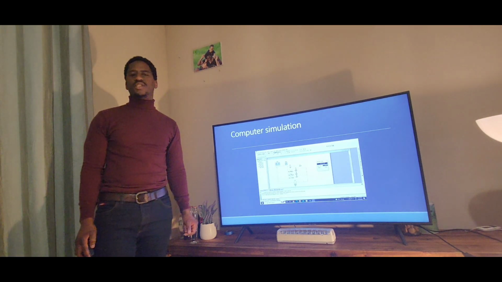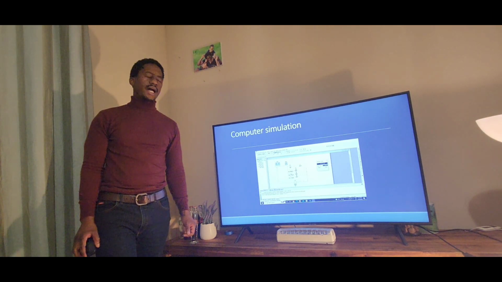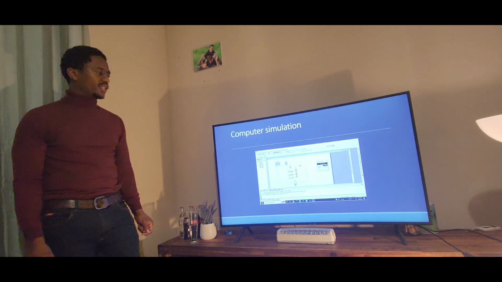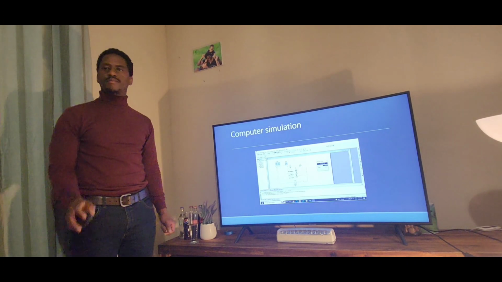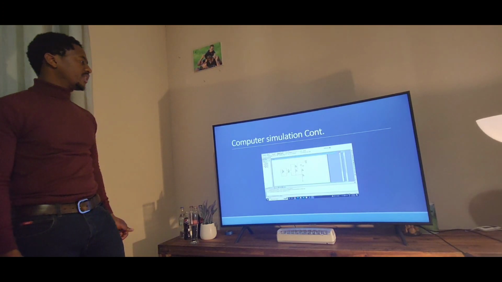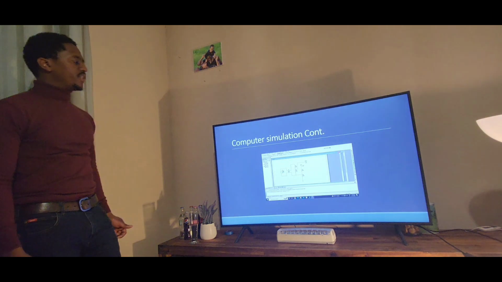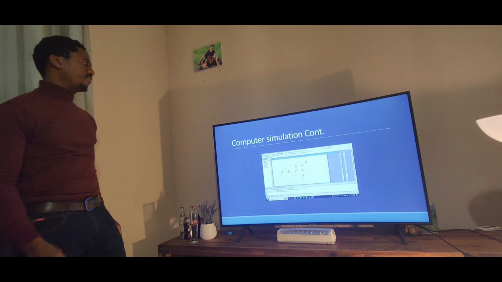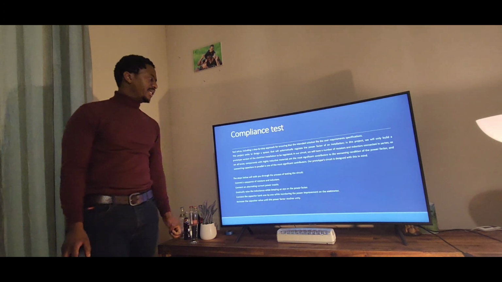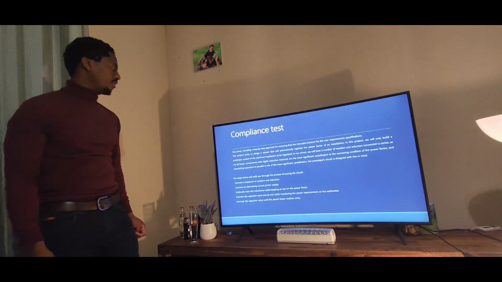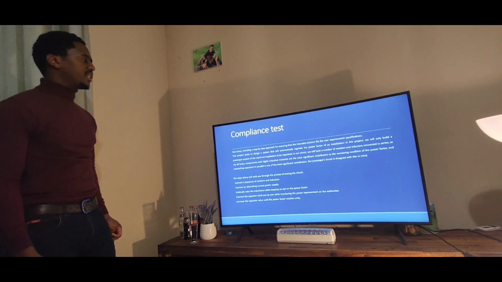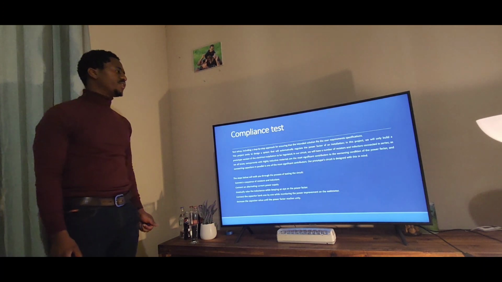These are the simulations that were done during the report. The software that was used was Multisim. This is a continuation of the simulation that was done on Multisim. The compliance tests. Test setups including a step-by-step approach for ensuring that the intended solution fits the user requirements.